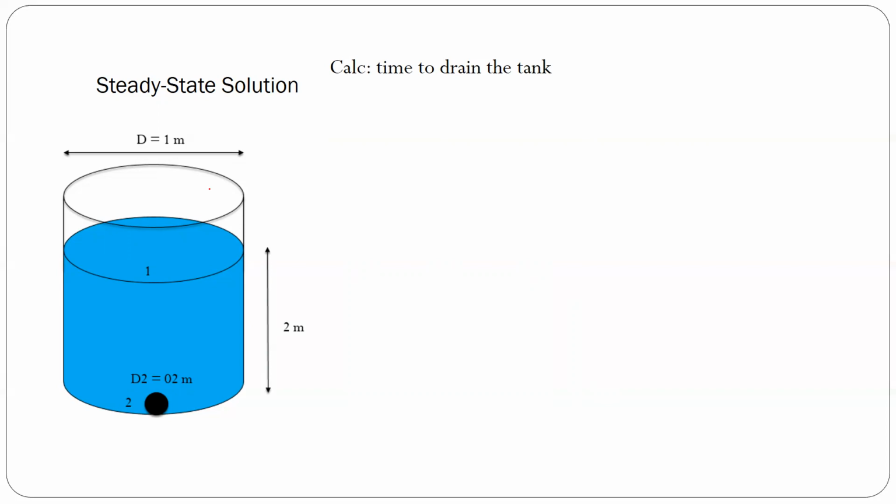Again, so here's our sketch. So this is 0.02 meters because that's 2 centimeters, and then diameter is 1 meter. The initial depth of the acetone is 2 meters. Okay, let's take this as 0.2, and then 0.1 yung initial height. Okay, so what we're going to calculate is the time to drain the tank.